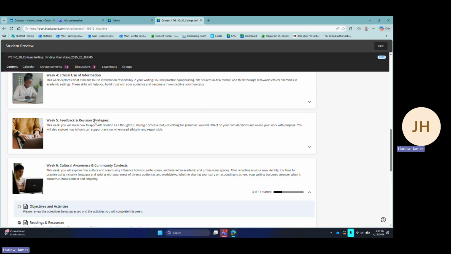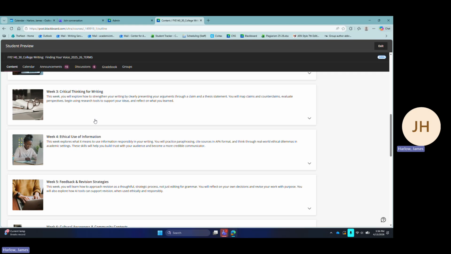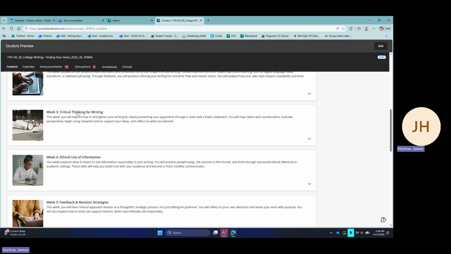So you can always go back into previous units. Look at the topics we discussed when we were thinking critically about writing. Look at what we were focusing on when we were thinking, how can we ethically use outside sources? Because it's not just citing them, but it's making sure that when they're incorporated, they're used effectively.